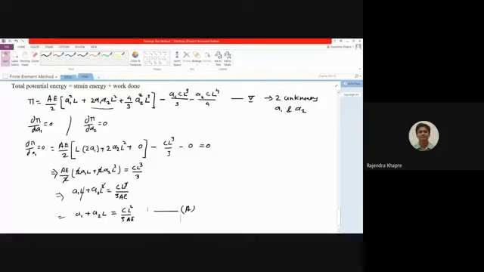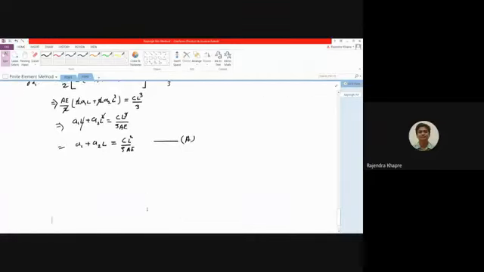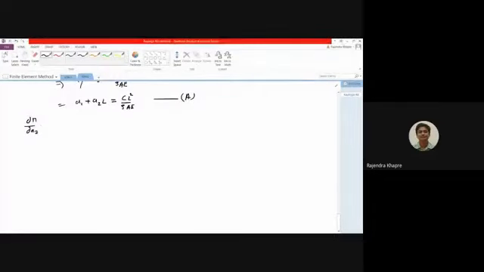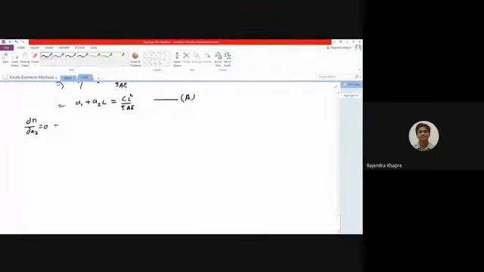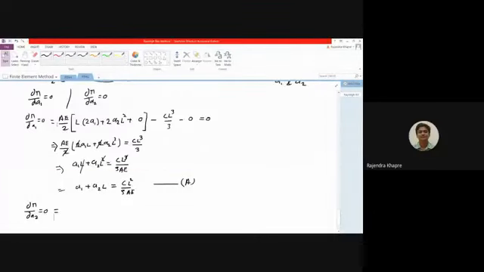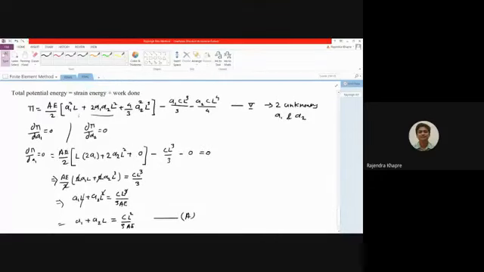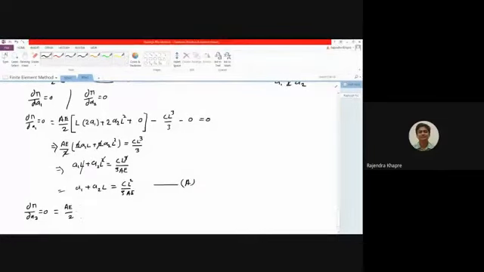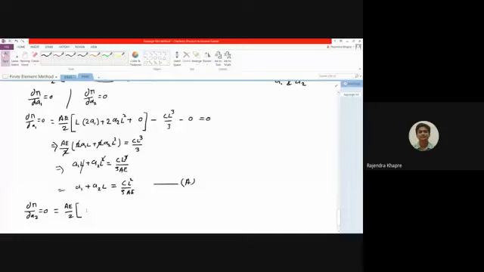Now let us quickly go for the derivative of the total potential energy with respect to a2. So I am going for del pi by del a2, and this has to be equal to 0. If you rewrite this expression, I have AE by 2 outside. Now remember, we are taking the derivative of the total potential energy with respect to a2.